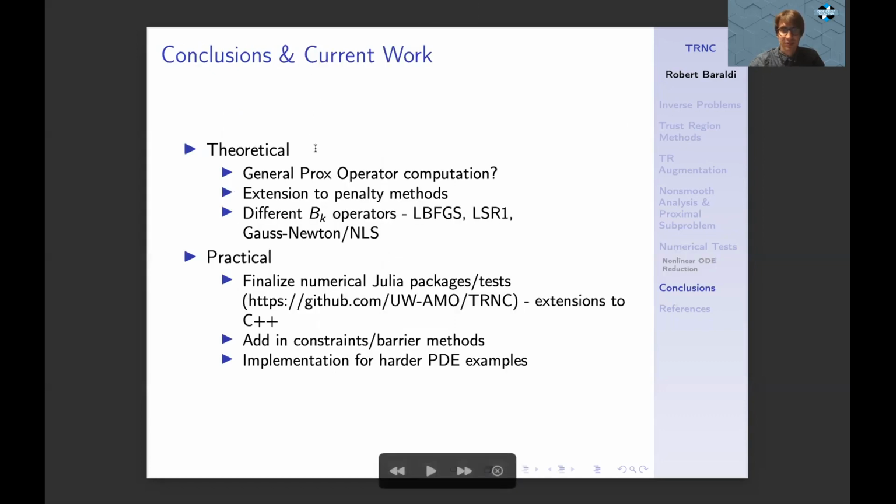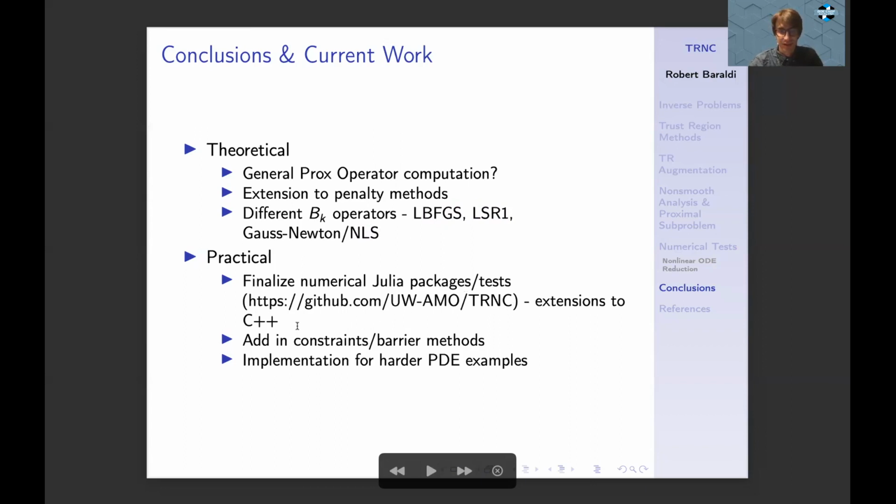So to recap, some theoretical work that we currently want to do is, something I skated over here is that we want to compute a general proximal operator, because the prox operators are actually pretty hard to compute. We want to extend this to penalty methods, and we also want to use different B_k operators. So in the numerical examples, we use LBFGS, but we can also use LSR1, but can we extend this to nonlinear least squares or Gauss-Newton operators as well?